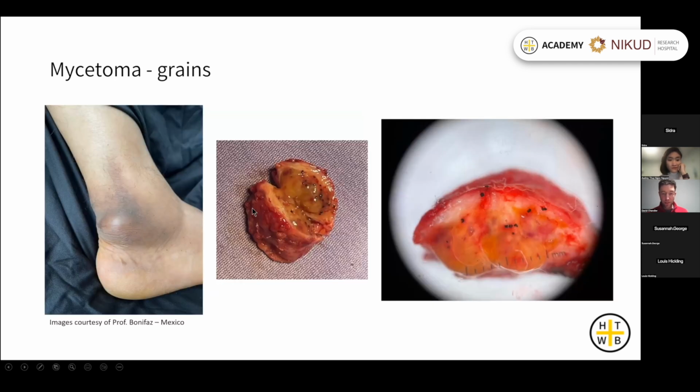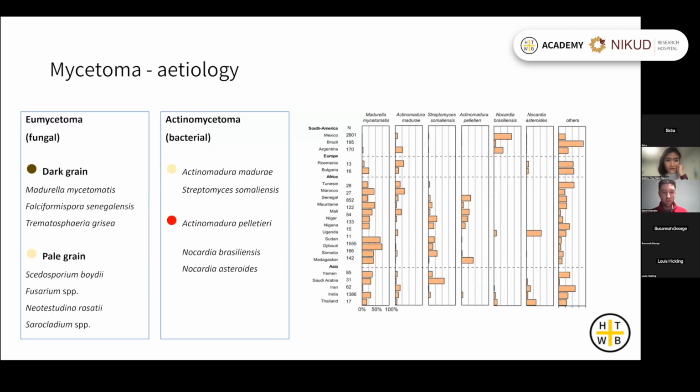This is a mycetoma lesion that's been excised from the ankle, and when you cut into the mass, you can see these dark black grains in the tissue, and that's the characteristic feature of mycetoma, the presence of these grains or microcolonies of the organism. There are two main forms of mycetoma. There's a fungal form, which is eumycetoma, and a bacterial form, which is actinomycetoma. And the color of the grains can guide you towards the causative organism. So whether they're dark brown to black or whether they're white-yellow grains can be a helpful clue.